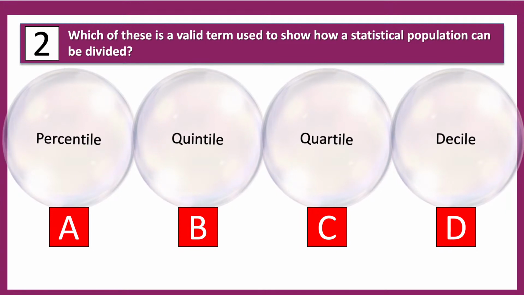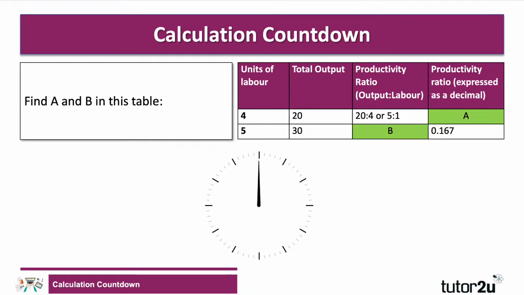These are all correct answers. So they are all valid terms we use to show how a statistical population can be divided. So a percentile, of course, is when we divide something into hundredths, quintiles into fifths, quartiles into quarters, and deciles into tenths. So loads of you got this right. So super well done. Right, I'm going to hand back to Jeff now because he's got some calculation countdowns.